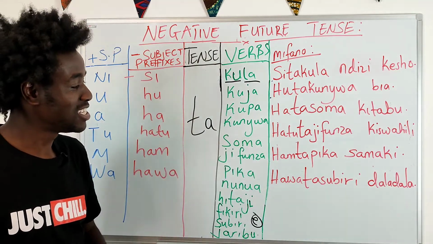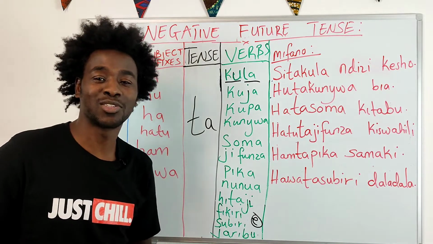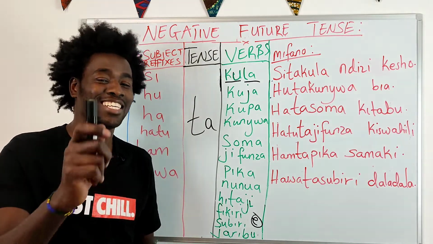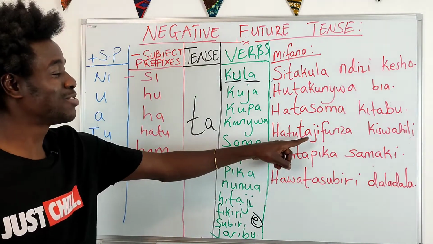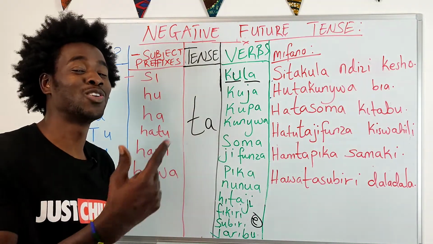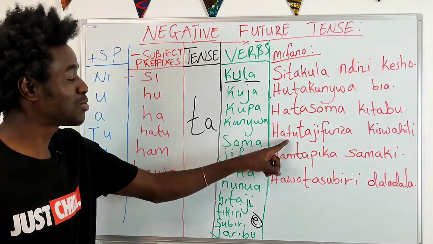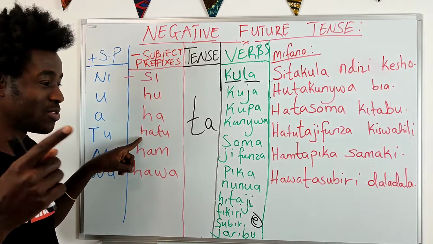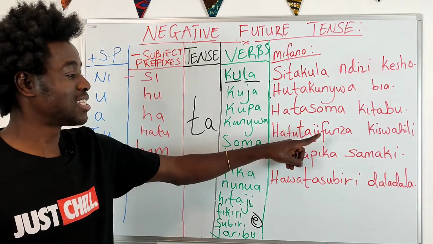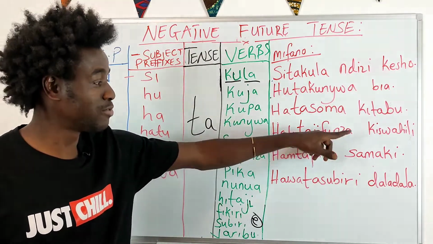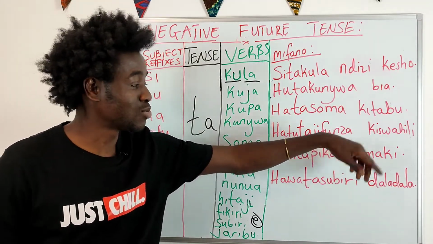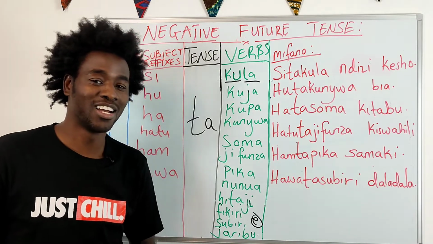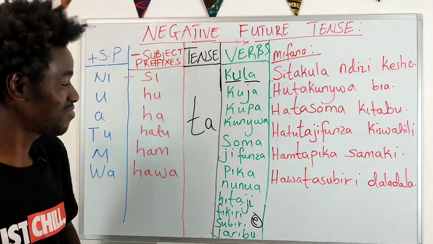Example number four is hatutajifunza Kiswahili. We will learn Swahili. So hatutajifunza Kiswahili, this means that we will not learn Swahili. So hatu, this is the subject prefix for we, I and you together. And ta, the tense for future time, and jifunza, learn or study, and Kiswahili. So hatutajifunza Kiswahili, this means that we will not learn Swahili.